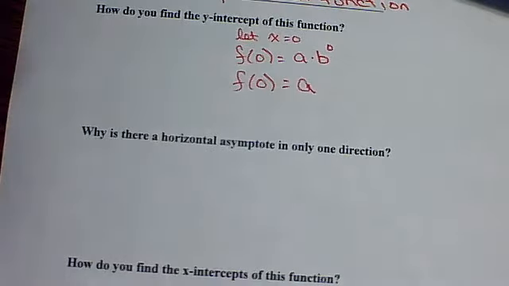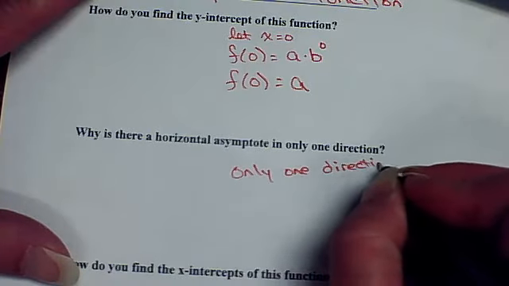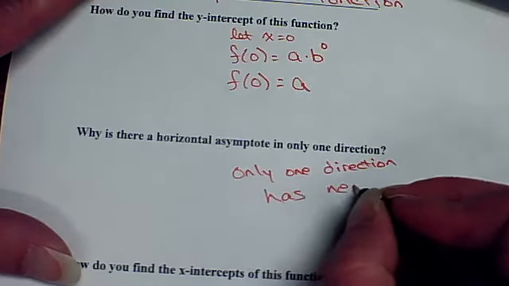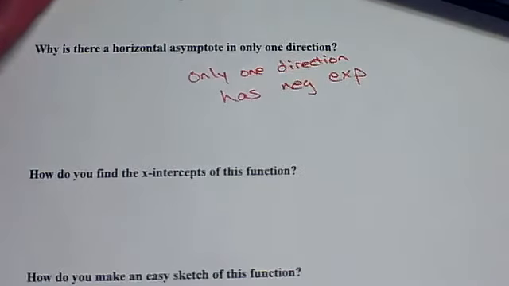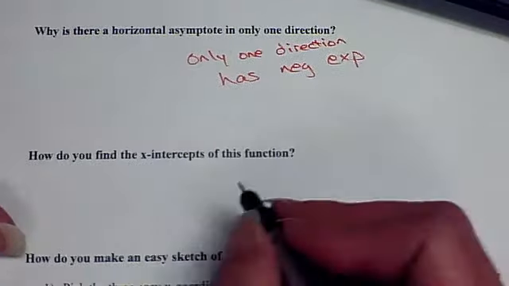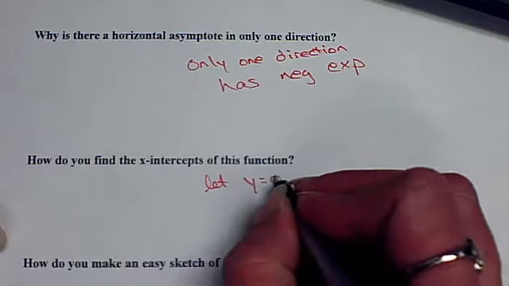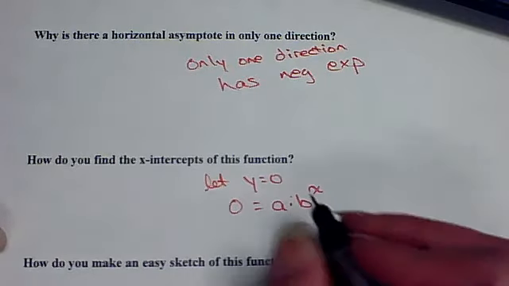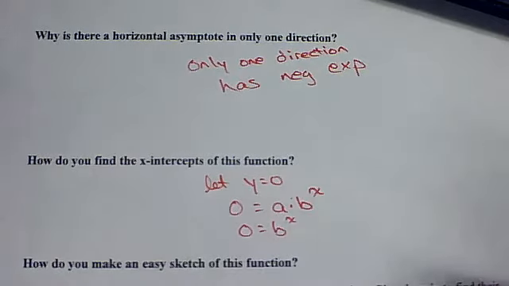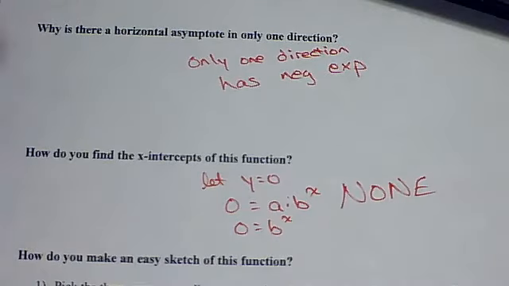Now, I want you to think about, why is there a horizontal asymptote in only one direction? Well, only one direction has negative exponents. If I had positive exponents, I'm going to just keep getting bigger and bigger and bigger. It'll never start shrinking like that. Now, the next one, how do we find x-intercepts of this function? Well, we would let y be 0. 0 equals a times b to the x, divide by a. Is there any exponent I can plug in there that would give me 0? No way.